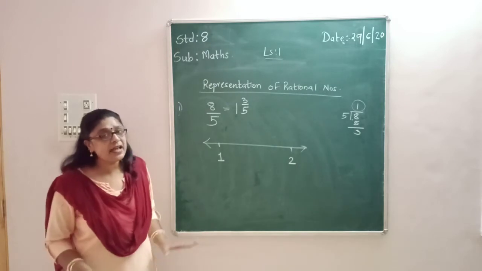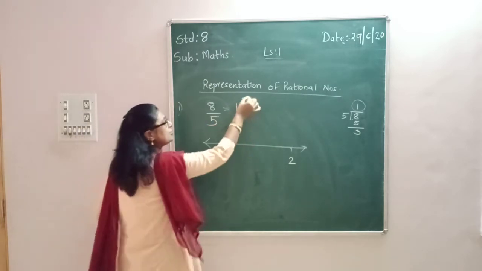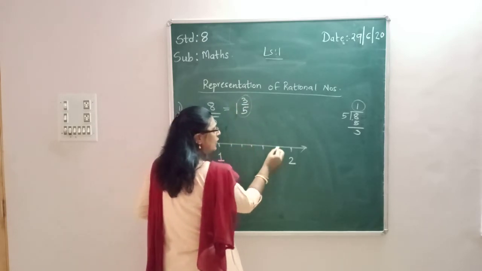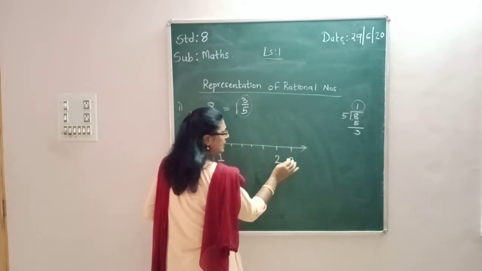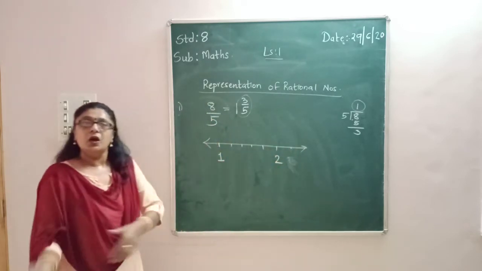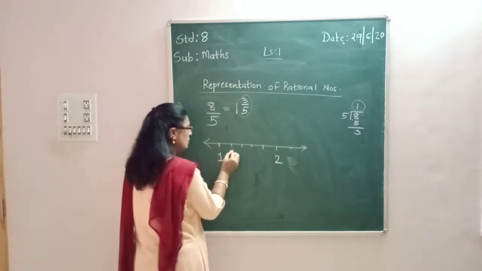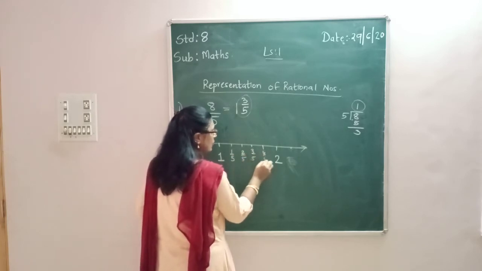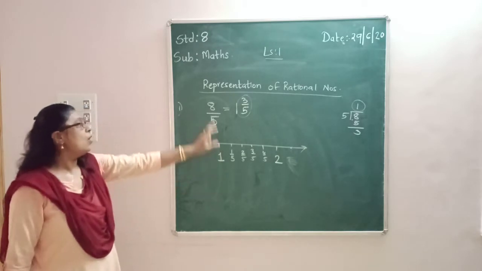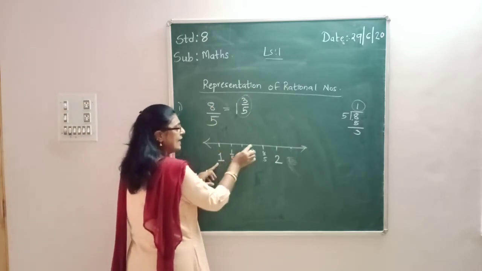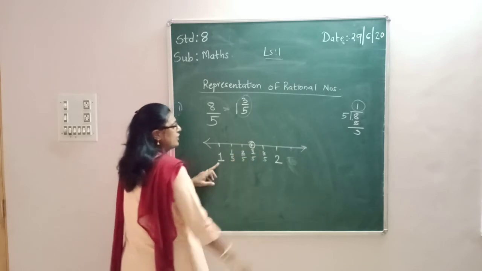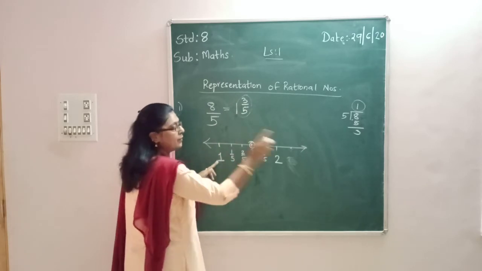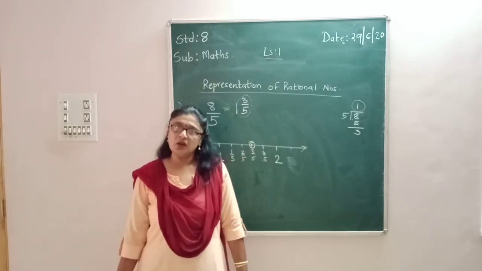Then how many parts do I have to divide between 1 and 2? Just look at the fraction part, 3 upon 5. So 1, 2, 3, 4 and 5. This 5th part will be 2. Then this is 1 upon 5, 2 upon 5, 3 upon 5, 4 upon 5 and 5 upon 5. And now 1 and 3 upon 5. So 1 is already there and you have to plot 3 upon 5. So this 8 upon 5 is 1 and 3 upon 5. Is that clear? Okay, fine.